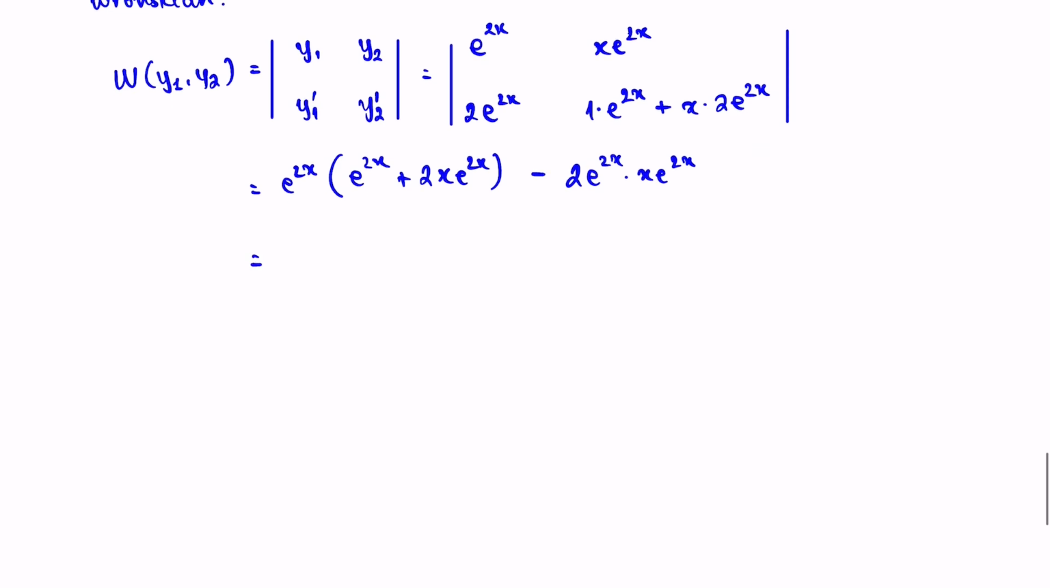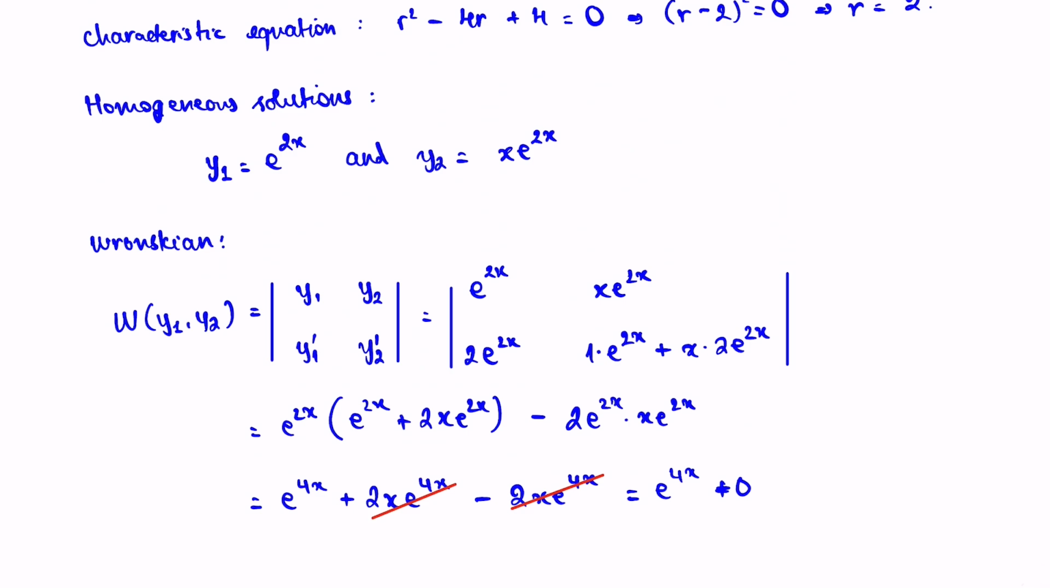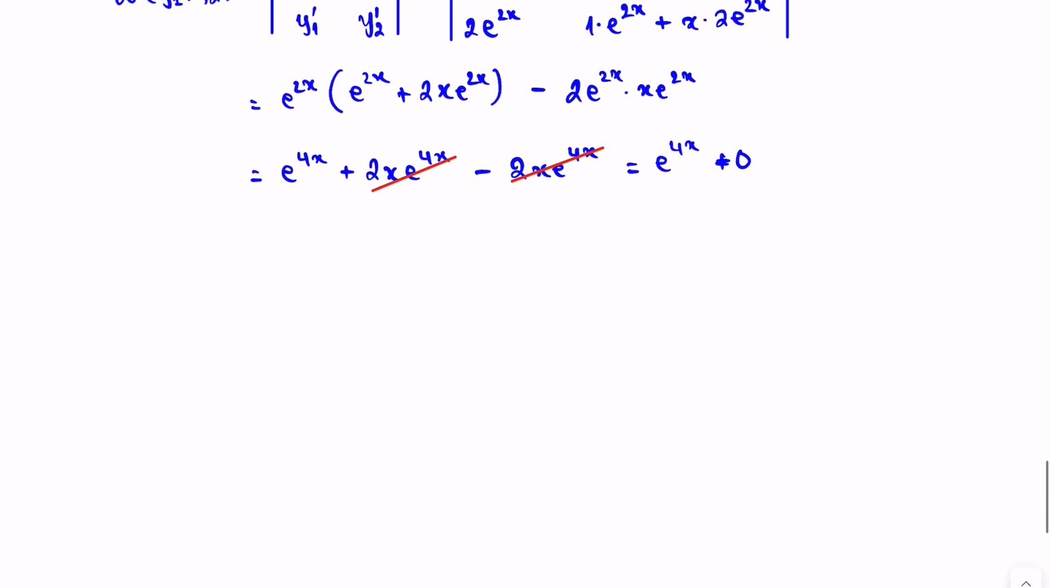Then you distribute e to the 2x into the parentheses. You get e to the 4x plus 2 times x times e to the 4x minus 2 times x times e to the 4x. These two terms cancel out, and you're left with just e to the 4x, which is different from 0. This indicates that the two solutions, y1 and y2, are linearly independent, and they form a fundamental set of solutions. Now with the Wronskian, with y1 and y2, and with the right-hand side, you can write out the particular solution using the variation of parameters method. So, the particular solution.